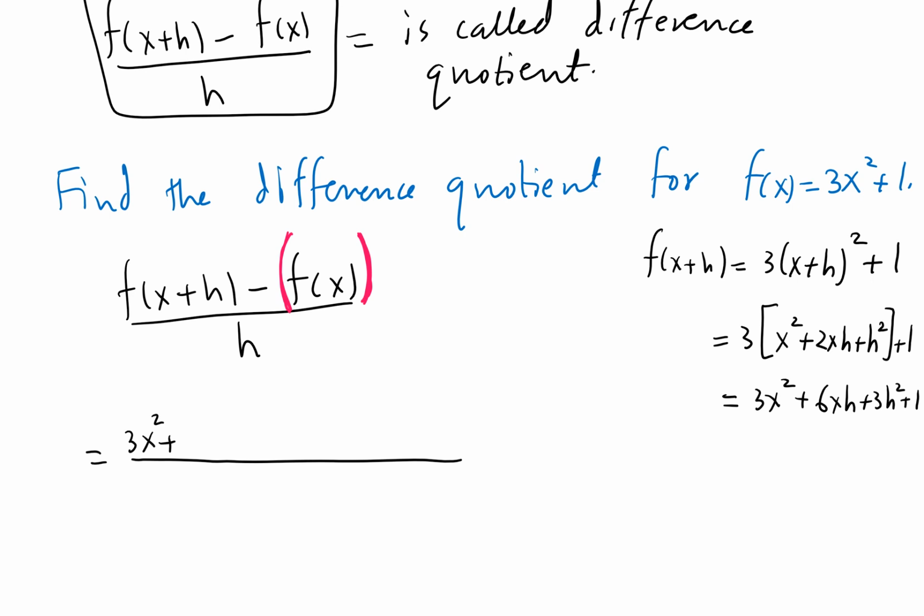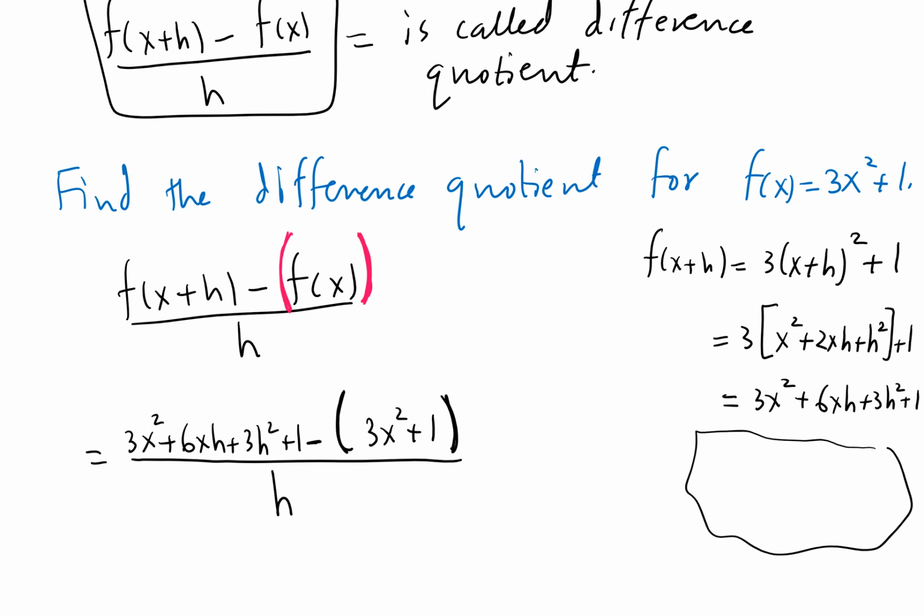3x squared, 6xh, 3h squared plus 1 minus, don't forget the parentheses, the function itself, over h. Notice, where did I get that from? When I expanded, there's a formula, the a plus b squared. A squared plus 2 times a times b plus b squared.